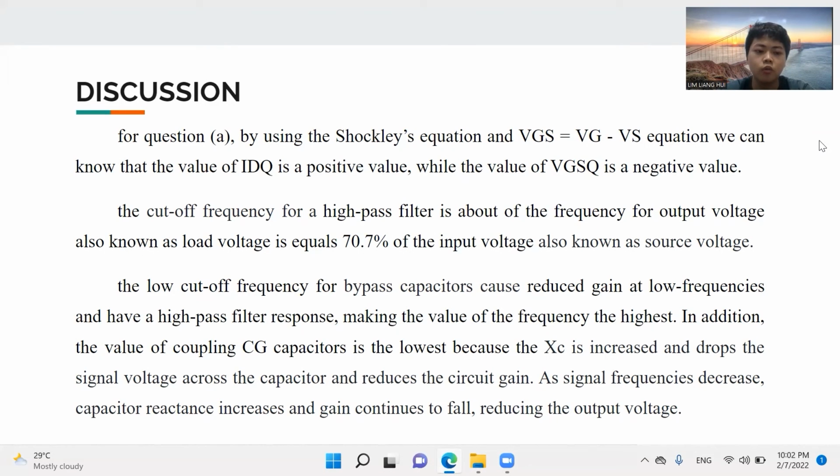In addition, the value of the coupling CG capacitor frequency is lower because the reactance is increased and drops the signal voltage across the capacitor, reducing the circuit gain. As signal frequency decreases, capacitor reactance increases and gain continues to fall, reducing the output voltage.